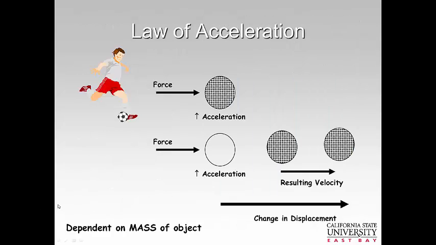All right, so let's go back to kind of think through the law of acceleration. So you create a force on some sort of object, so you're kicking a soccer ball. It increases the acceleration. That increase in acceleration will result in a velocity, as we've seen with previous examples. And that increase in velocity will result in a change in displacement, which is typically what we want in motion. It just depends if we want a linear change, an angular change, etc. And all of this is dependent on the mass of the object.